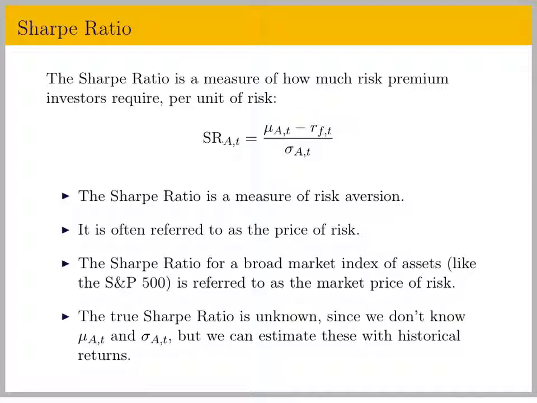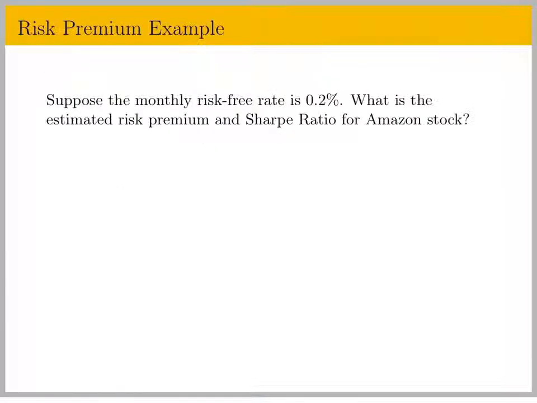Now the true Sharpe ratio is unknown simply because we don't know the true mu and the sigma for any asset. But just like the other things, we can compute estimates of mu and sigma using historical data, and then that ends up being an estimate, just plugging in estimates. Let's compute an example. So suppose that the monthly risk-free rate is 0.2%. That is, R_f is equal to 0.002.